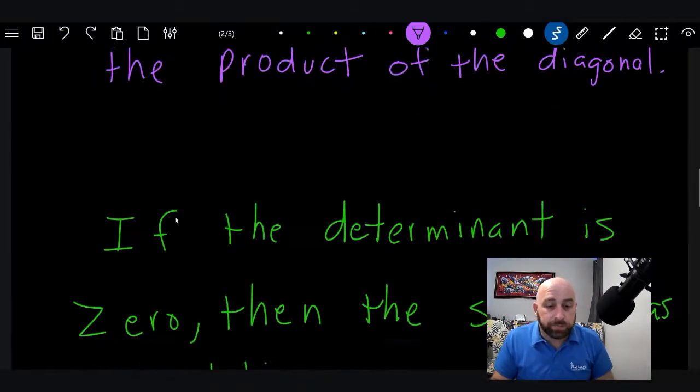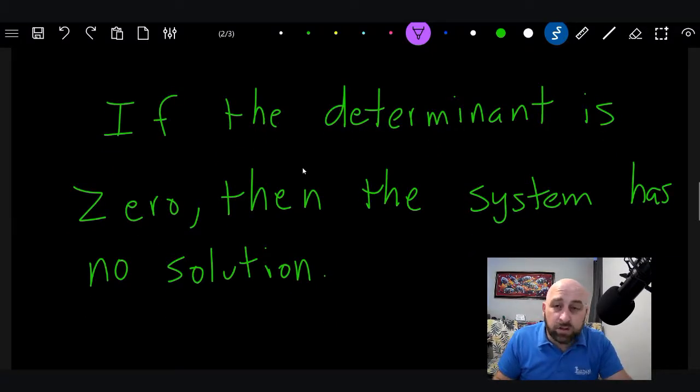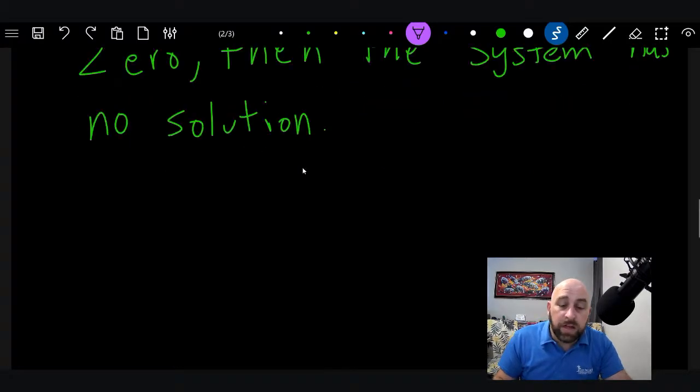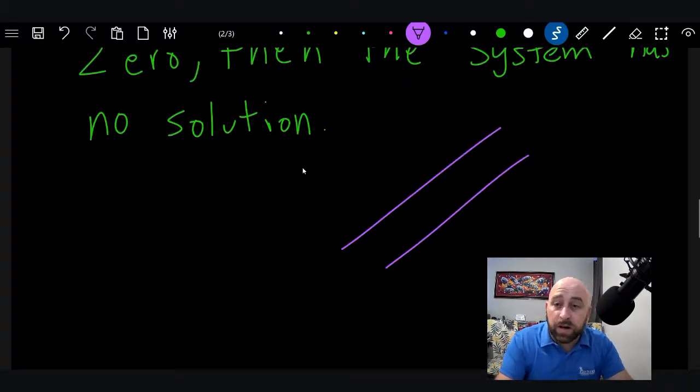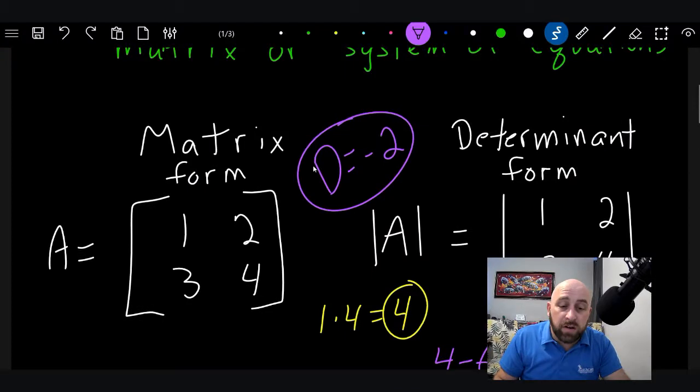Well, let's keep going. This is on the top of page 296. It says, if the determinant is 0, then the system has no solution. That would mean that our lines are parallel. If it comes out to 0, our lines are parallel and we have no solution. Was our determinant 0? No, it was negative 2. So, do we have a solution? Yes, we do. Ours would have a solution.